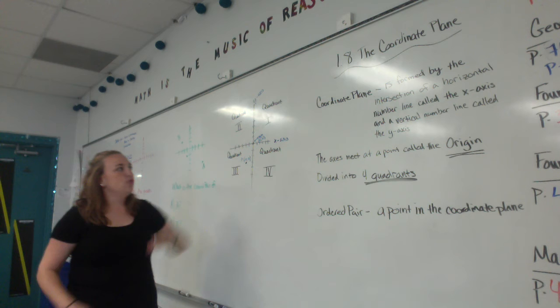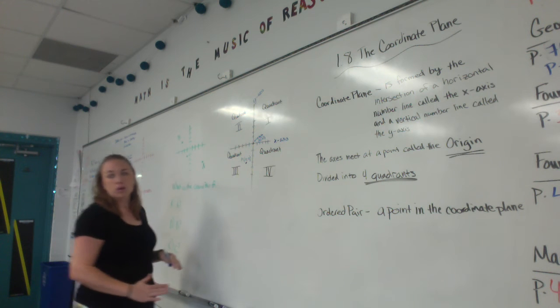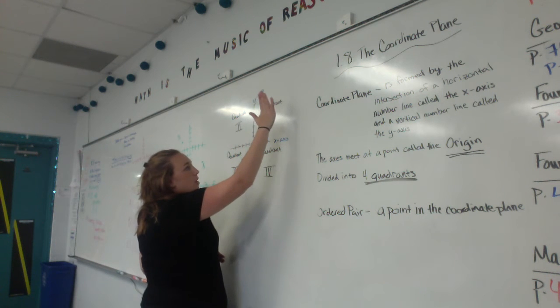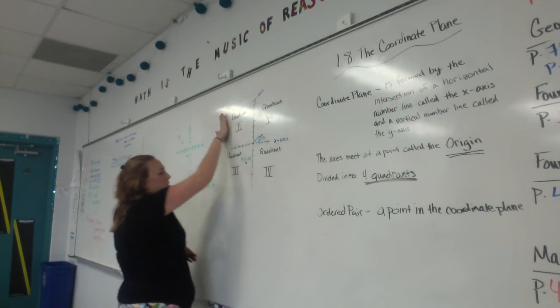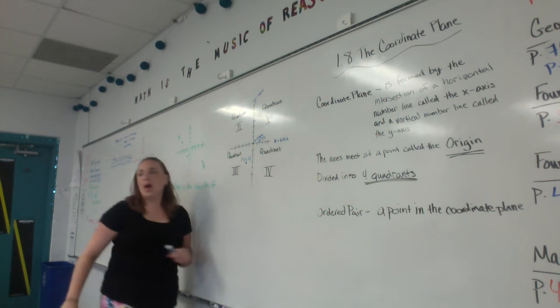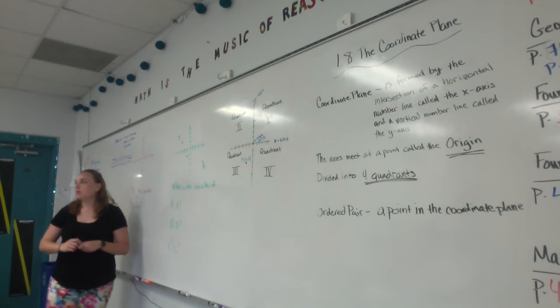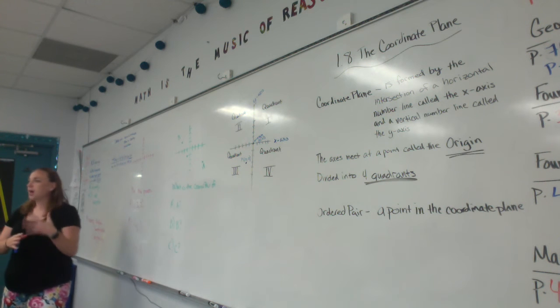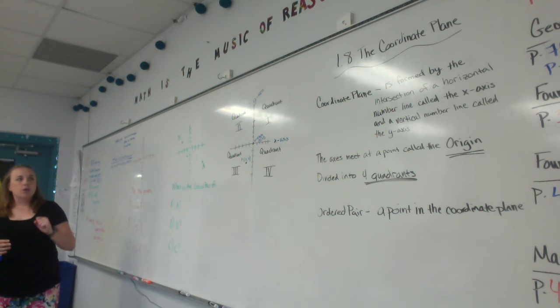The plane is divided into 4 quadrants. The way we count our quadrants is we start in the upper right: 1, 2, 3, 4. You have to know how those are labeled because later on, especially when you get into higher algebras, if you don't know what quadrants things are supposed to be in, you're going to have some problems.